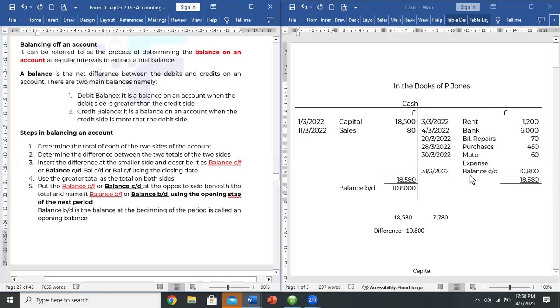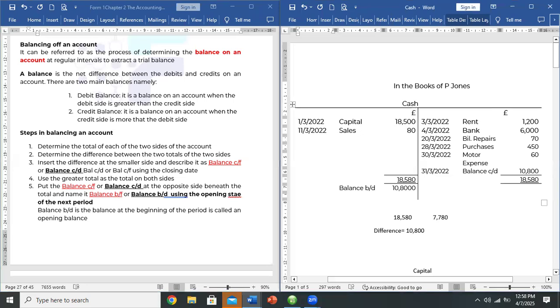So if you ended 31st March, what will be the date for the next period? That will be 1st April, right? 1st April 2022.